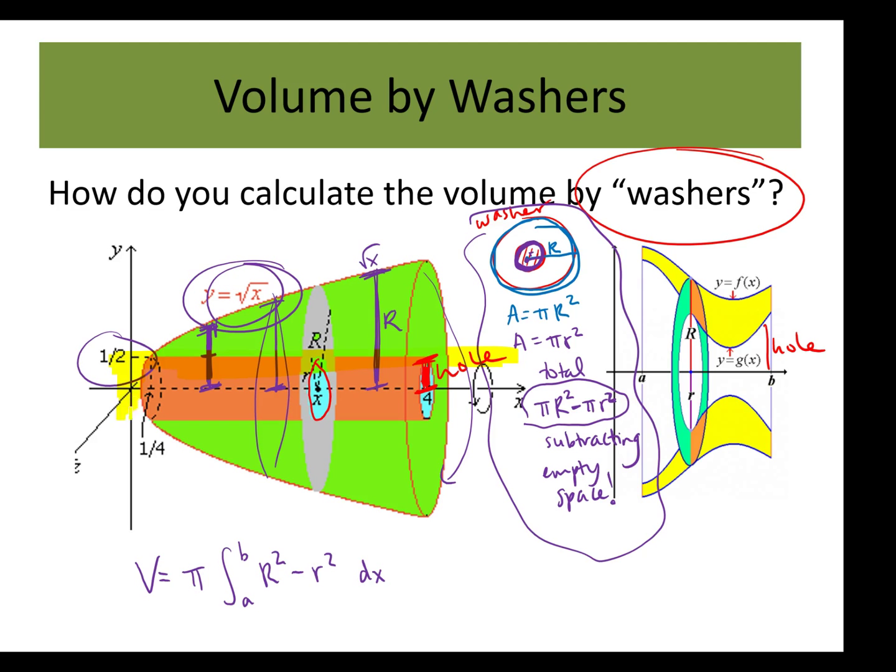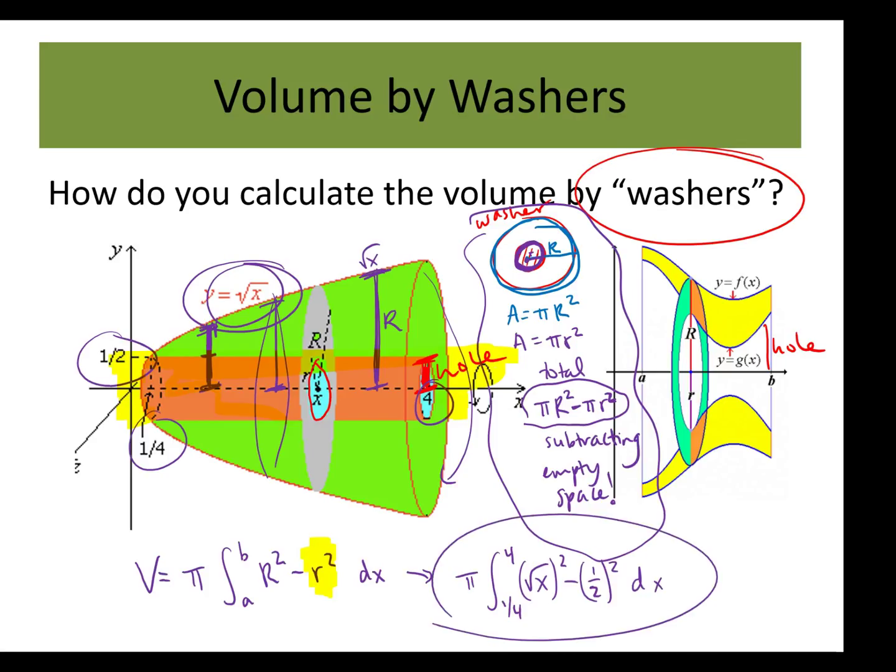So inside of here, this orange cylinder is the hole. That's the part that you're going to be subtracting with your lowercase r squared, and your lowercase r is 1/2. So this example would be pi from, maybe that's x equals 1/4 up to x equals 4, bounds of the larger r squared minus the little r squared dx. And that's how you get the volume.